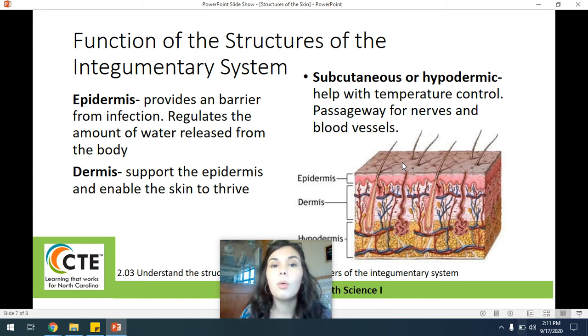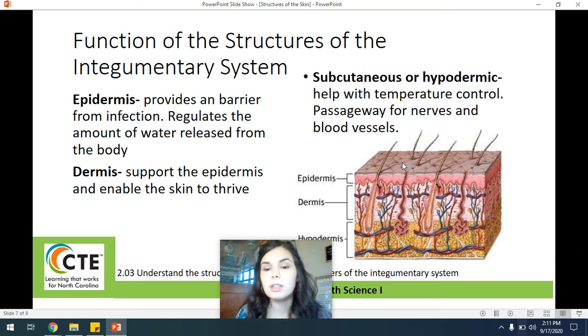The dermis helps support the epidermis and enables the skin to thrive, and it's also the home of many of those important organs within the skin that we just talked about. And then your subcutaneous or hypodermic layer helps with temperature control. That adipose tissue is very important in helping regulate body temperature, as well as providing a passageway for our nerves and our blood vessels.